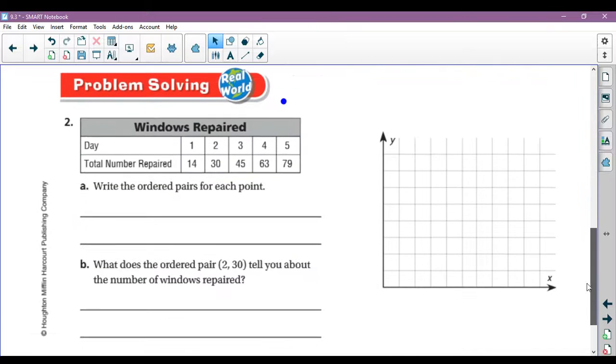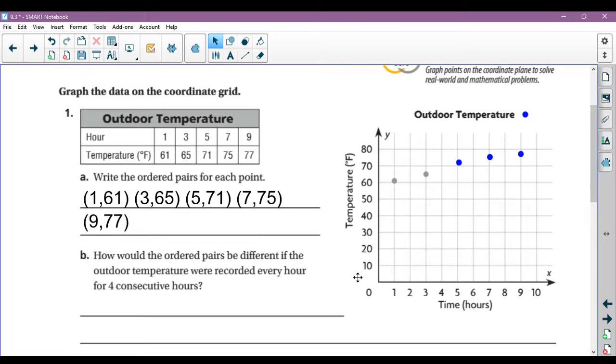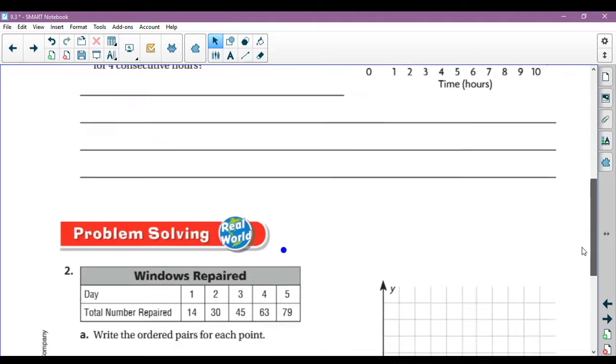Okay, let's go down here now. And this one, you notice it looks a little different because up here, they had already filled in your numbers. So you might be asked at some point to create your own graph. Then you have to figure out how you would need to put your numbers on your grid.